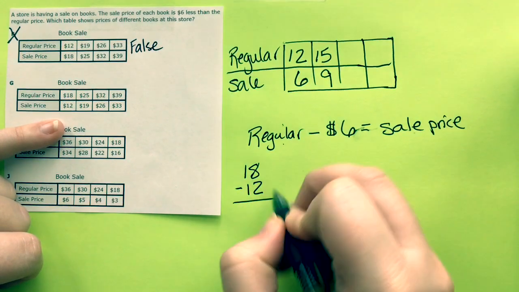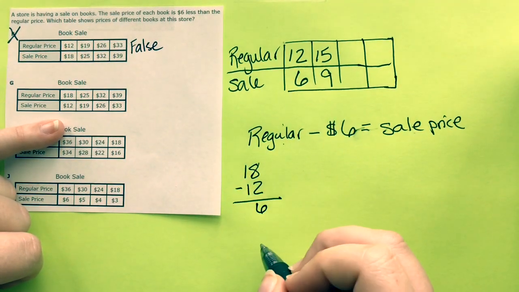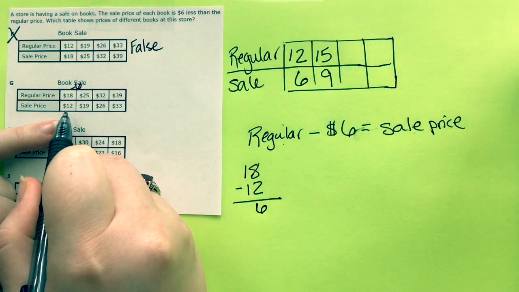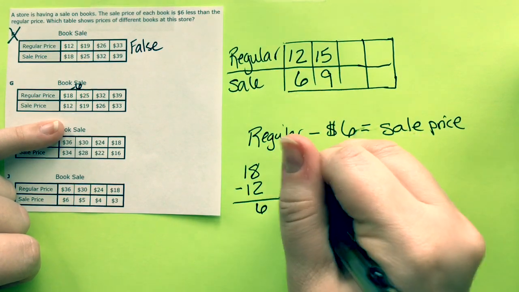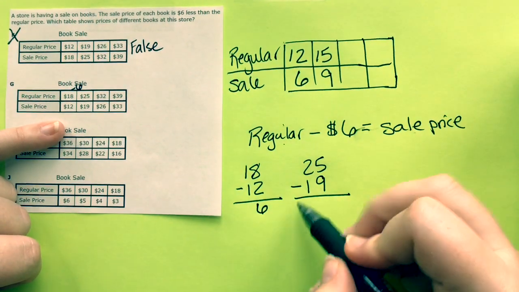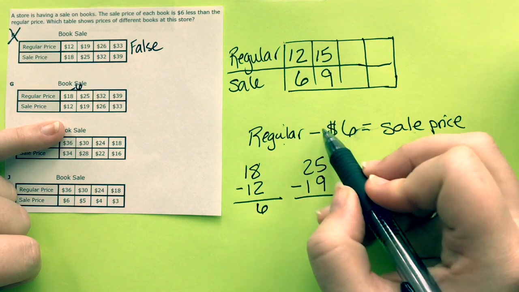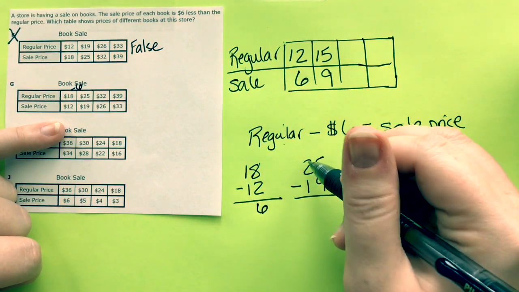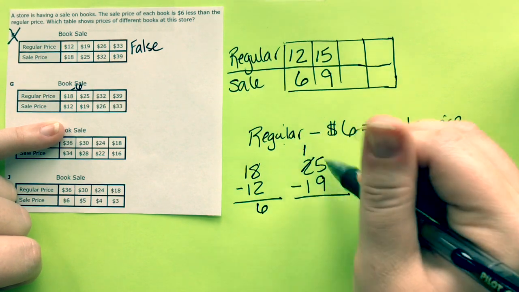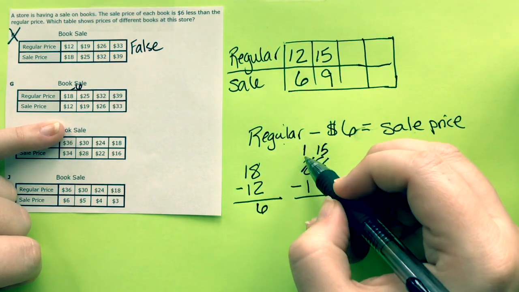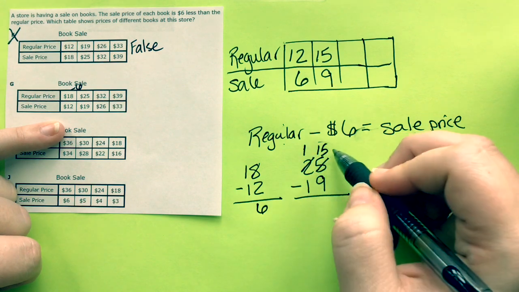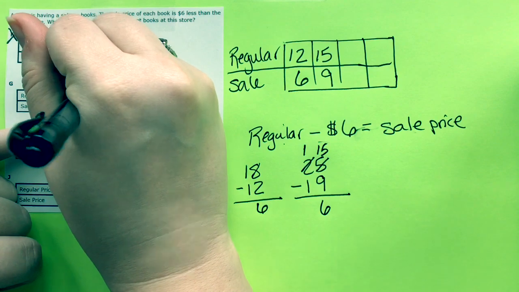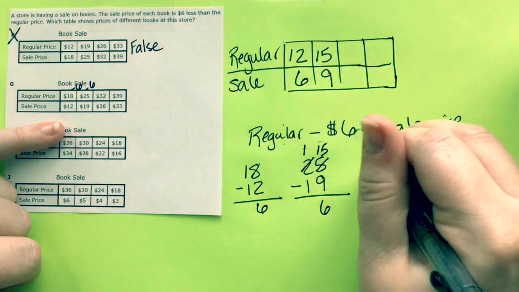Well, I really can't do that in my head, so I'm going to have to do some work. 18 minus 12, 8 minus 2 is 6. Okay, so I know that 18 minus 6 gave me 12. 25 minus 19. I'm looking for what the difference is between these numbers to see if it's going to be the $6. So 5 minus 9, I can't do that, so I need to go next door. 2 becomes a 1, and this 5 becomes a 15. I regrouped that tens to go over to the ones place. So 15 minus 9 is 6.